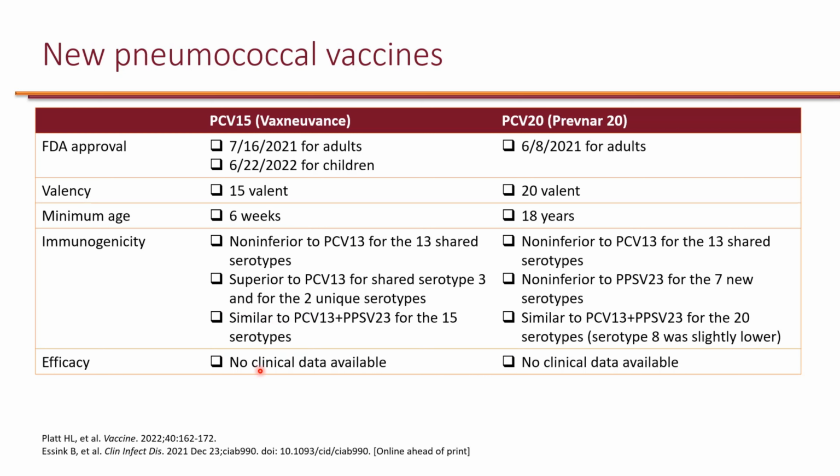Now these are new, so we don't have clinical data. Is it more effective as far as preventing non-invasive and invasive pneumococcal disease? We just don't know yet. Now the same can be said about PCV20. It has all the 13 serotypes from PCV13, and it has 7 new serotypes in it, and it has been shown to be non-inferior to PCV13 with the 13 that are shared. And also PCV20 is targeting more of those serotypes in PPSV23 in the hopes of eliminating the need for getting PPSV23. And it has been shown to be non-inferior to those 7 serotypes that are also included in PPSV23.